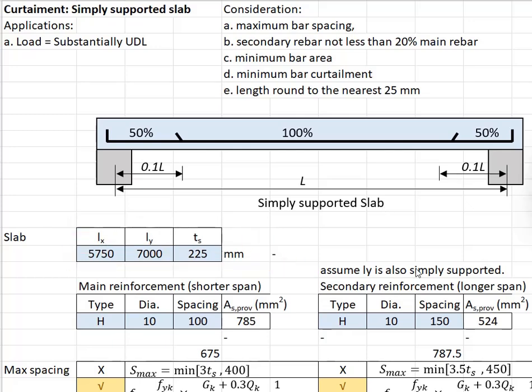Given the dimensions of the slab, the main reinforcement bar will be at the shorter span, which is in the span of 5.75 meter. You're providing H10 spacing at 100. As for the secondary reinforcement, which is at the longer span, your intention is to provide 8 mm diameter at a spacing of 150. Bear in mind that for reinforcement bar which we normally use in the slab, the minimum size will be 10 mm. You cannot use any reinforcement less than 10.